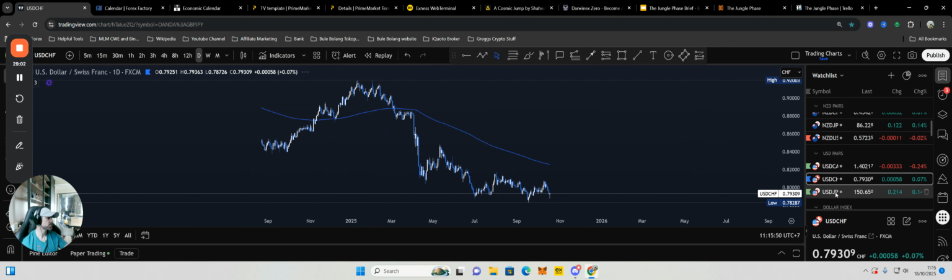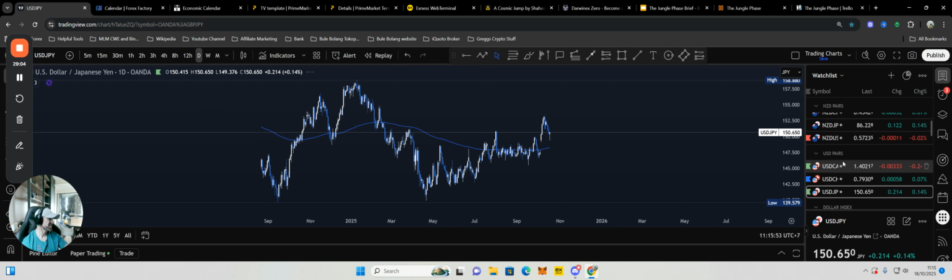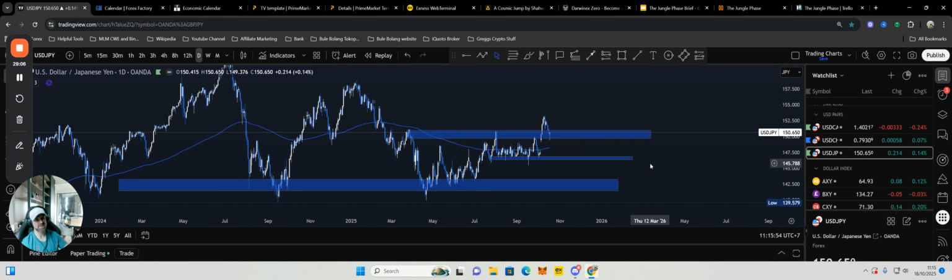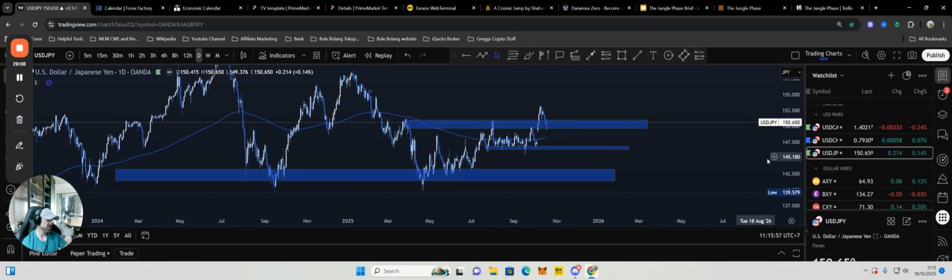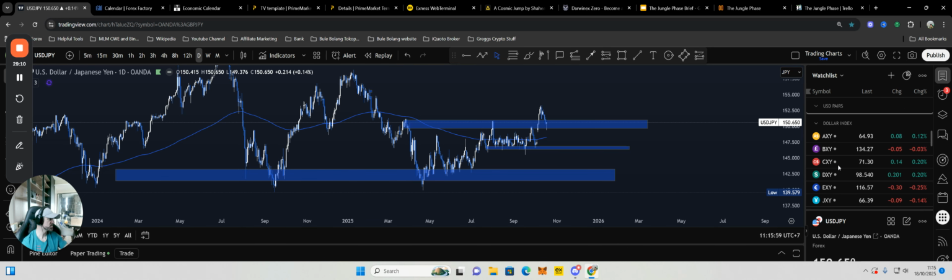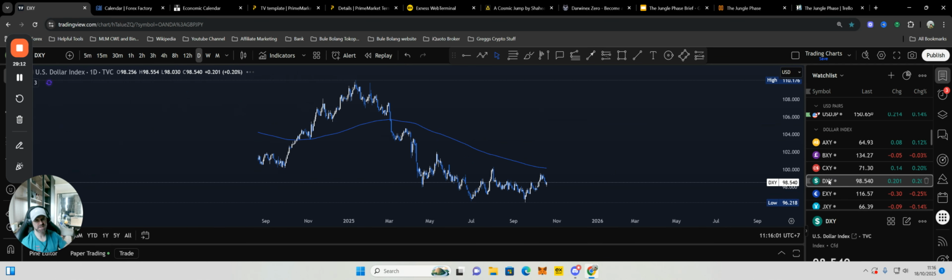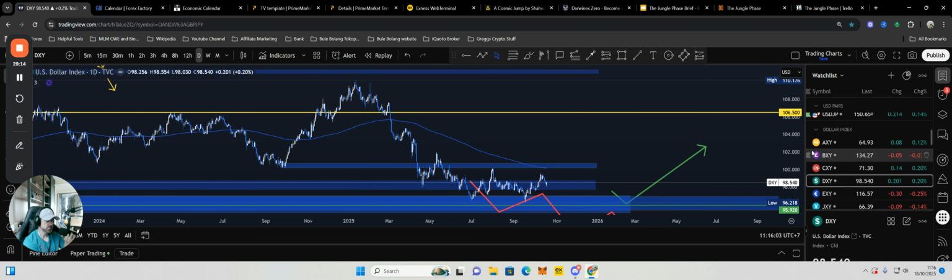USD CHF. There's nothing there. So I'd be buying this. I wouldn't be selling it. I'd be buying it, but you need to wait. See what it does. Let's have a look at the dollar index. Yeah, it's still bouncing around here.